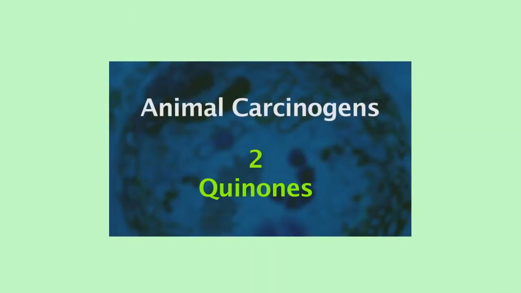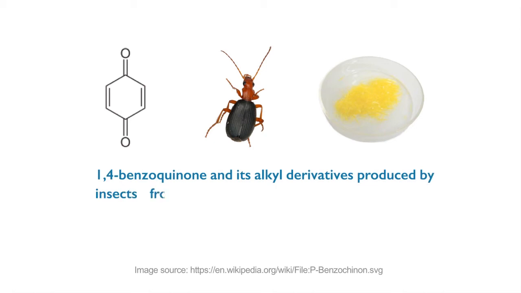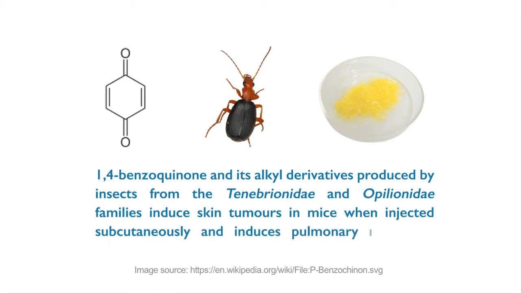Next are the quinones. 1,4-benzoquinone and its alkyl derivatives produced by insects from the Tenebrionidae and Opiliones families induce skin tumors in mice when injected subcutaneously and induce pulmonary neoplasms when inhaled.